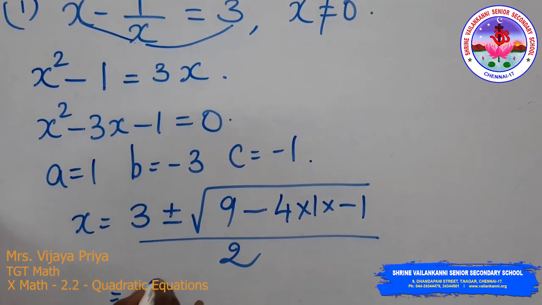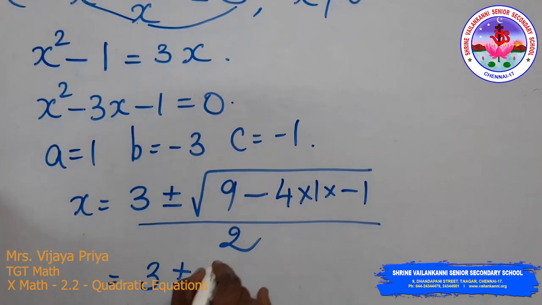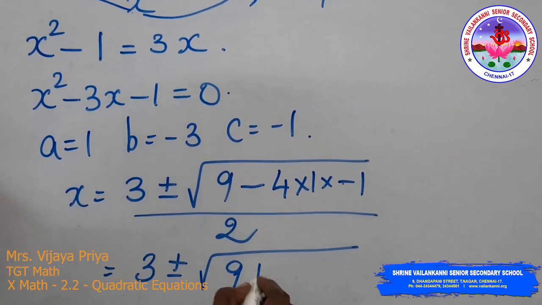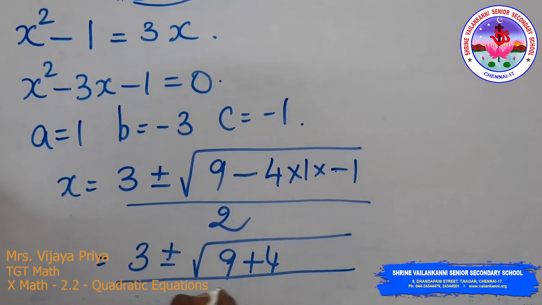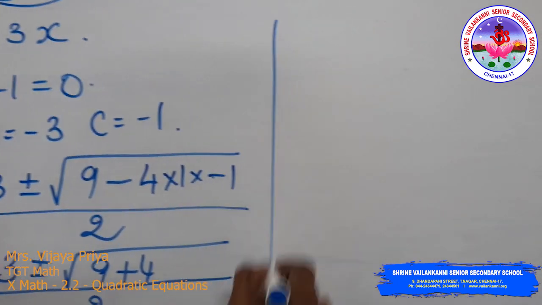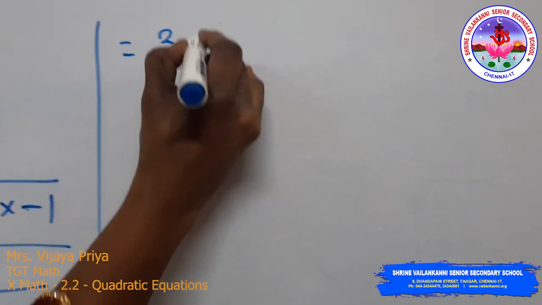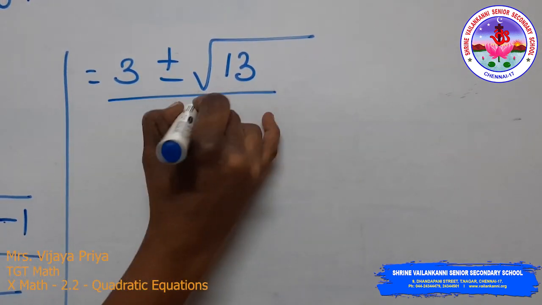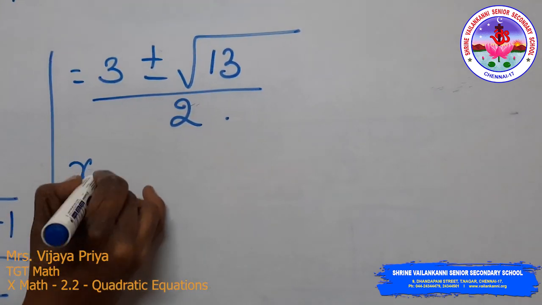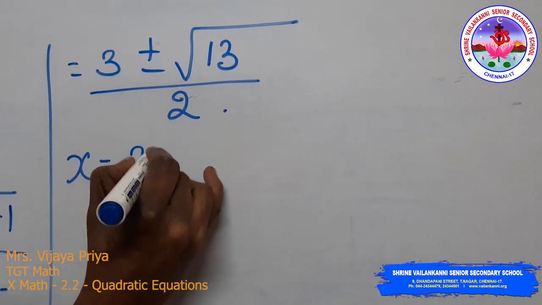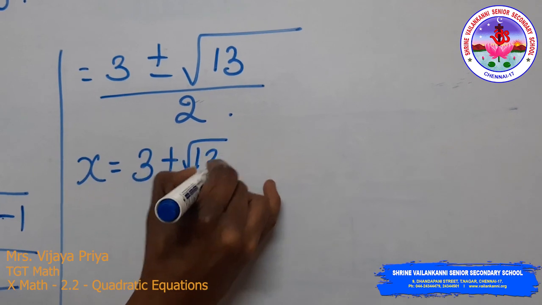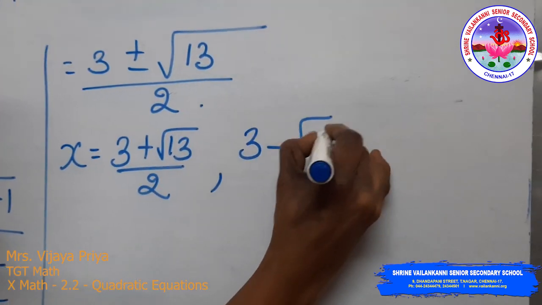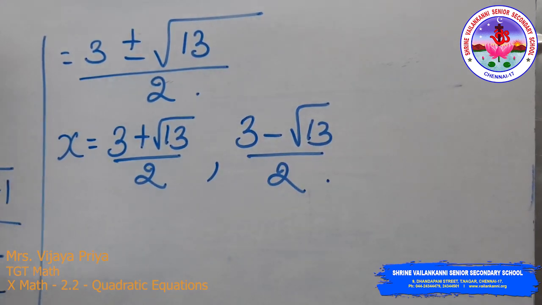So you will be having 3 plus or minus square root of 9. So minus into minus becomes plus, so plus 4, the entire divided by 2. So you will have 3 plus or minus, 9 plus 4 is 13, the entire divided by 2. Thus x has two values. The first value is 3 plus root 13 by 2. The other one is 3 minus root 13 divided by 2.